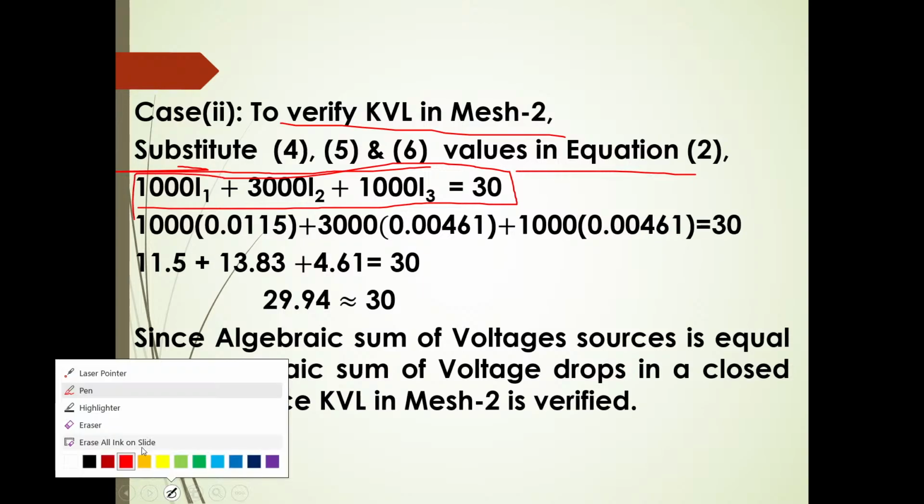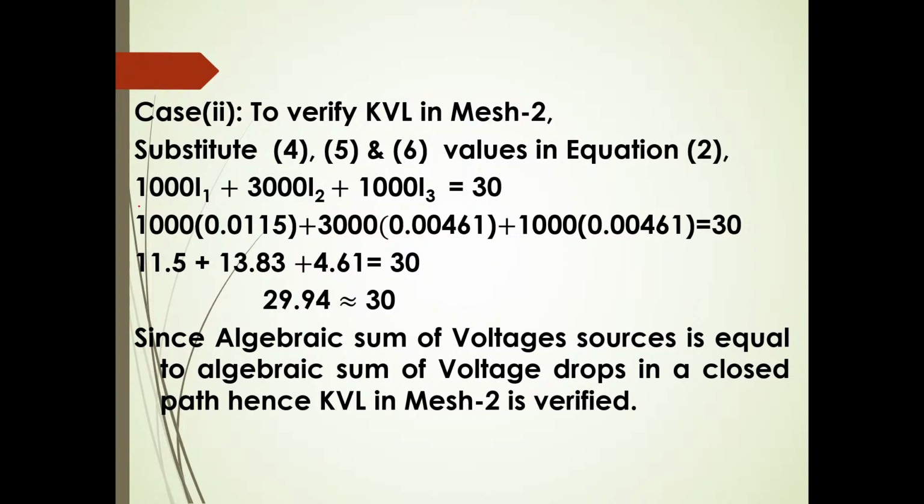I will erase all the ink. Okay. What is our equation 2? 1000 into I1 plus 3000 into I2 plus 1000 into I3 is equal to 30. So substitute I1 value, I2 value, I3 value in equation 2.